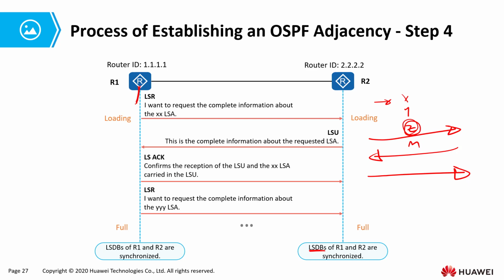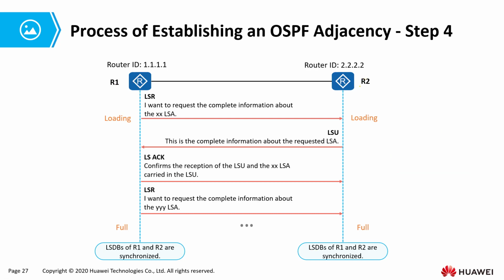all the status of the links of this router and the status of the links of this router are all known by both routers. In this example, router 1 knows about this link, but router 2 also knows about this link. So let us say this is link number 1. Now this is link number 2 for router 1, this is link number 3 for router 1. And we also have link number 2 for router 2 and link number 3 for router 2.